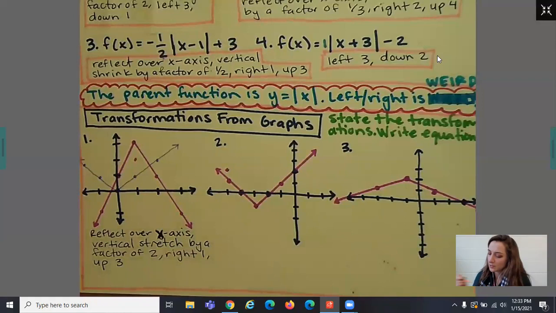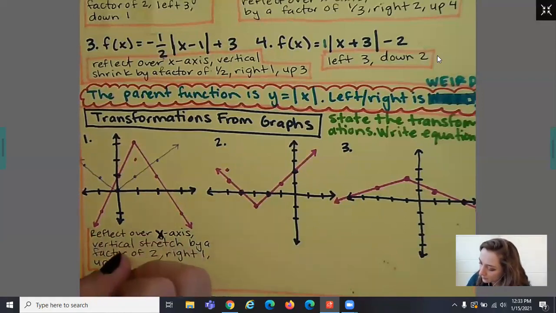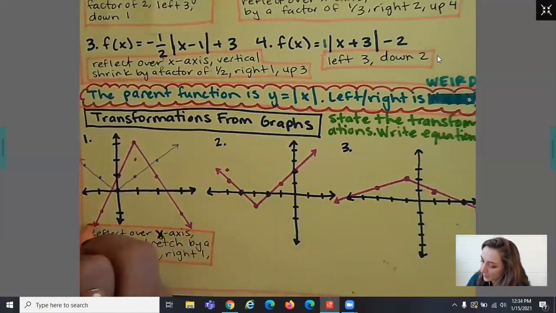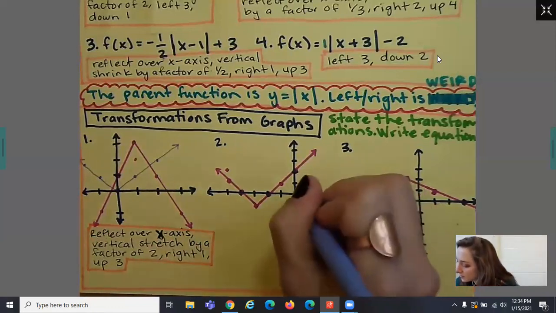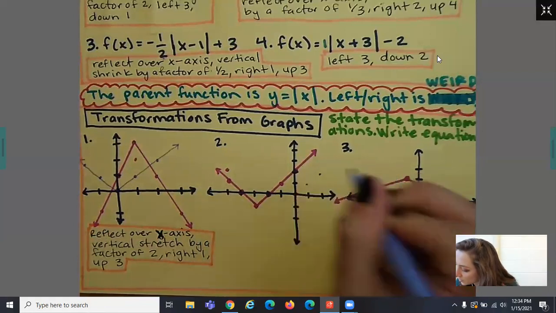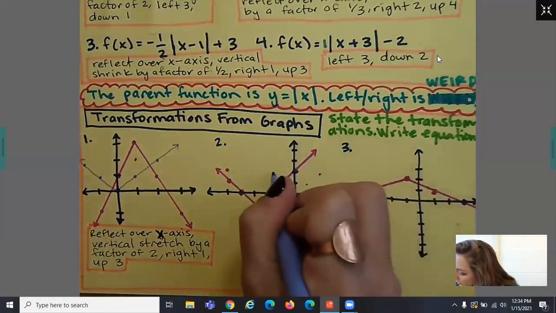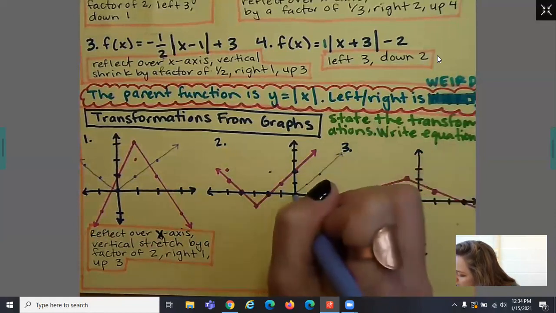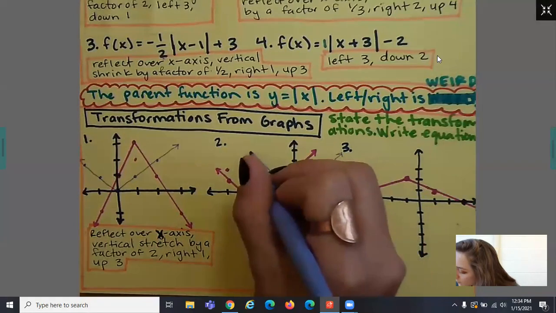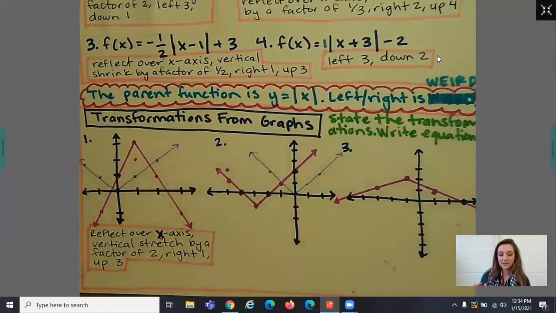Okay, let's do another example. I am going to draw the original function here again, and remember, that's just up 1 over 1, up 1 over 1. So it looks something like this. The great thing about this function is that it's still going in the same direction, so we're not going to reflect over the x-axis in this example. Instead, we're going to move on to our vertical shrinks and stretches.